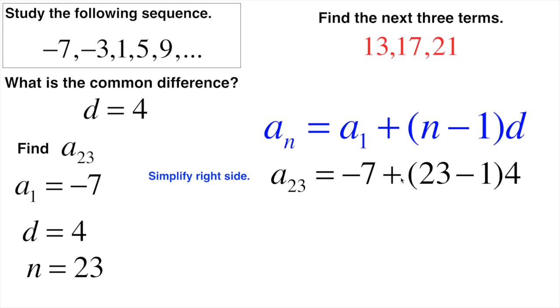So we've got -7 plus 23 minus 1 times 4. Technically speaking, if you wanted to, you could just plug this right-hand side into your calculator just like you see it here, and it will spit out the answer for you, which would be nice. But I'm going to do this one the long way.